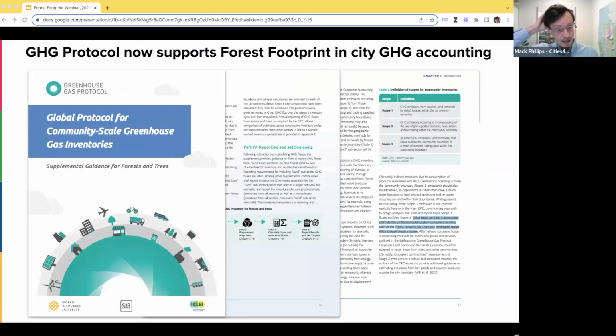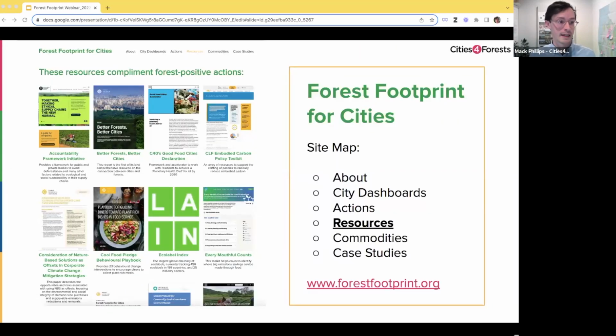I will also note that the GHG Protocol, the Global Protocol for Community-Scale Greenhouse Gas Inventories, as of July 2022, last year, supports forest footprint in city GHG accounting. And that resource, not only the forest footprint but also that particular resource, is available on our site in the resources tab, along with a whole host of other really critical resources for cities. And these are all sorted by actions as well.